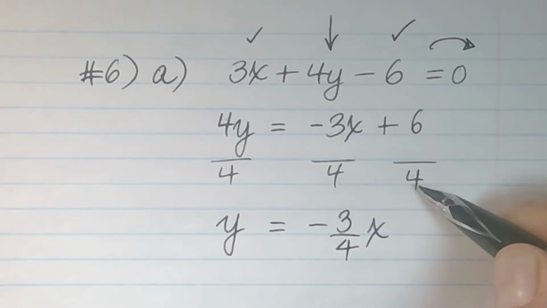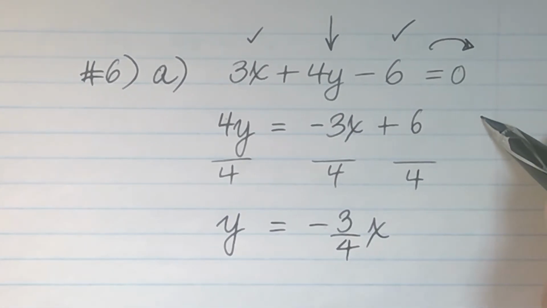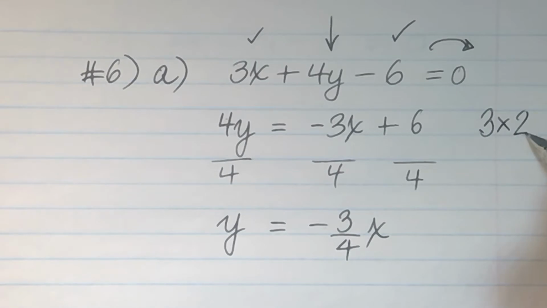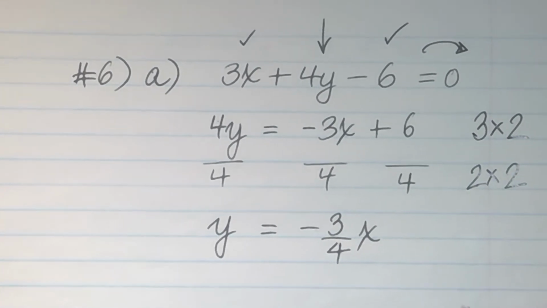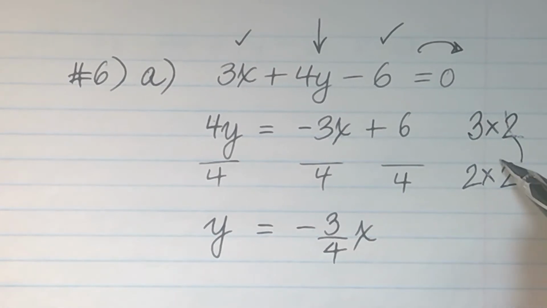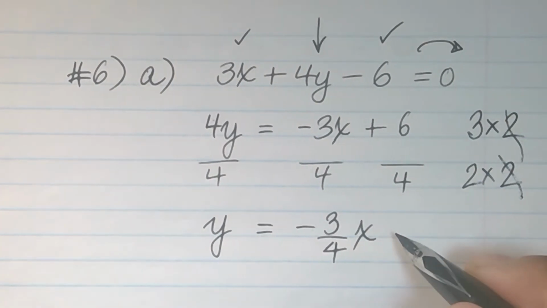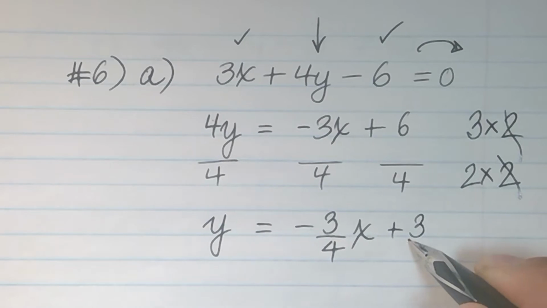Now you see the 6 and the 4? This is going to reduce because 6 is the same as 3 times 2. 4 is the same as 2 times 2. So what happens is that 2 and that 2 cancel, and you're going to be left with positive 3 over 2.